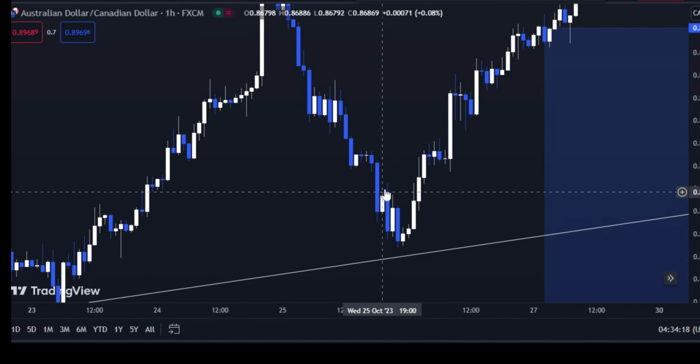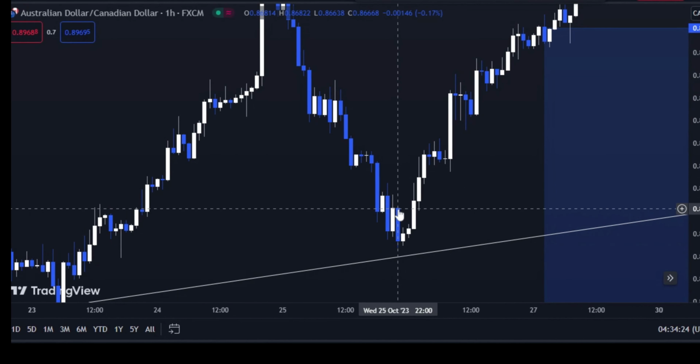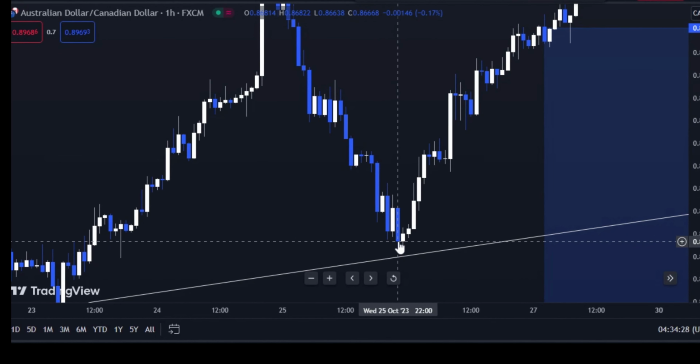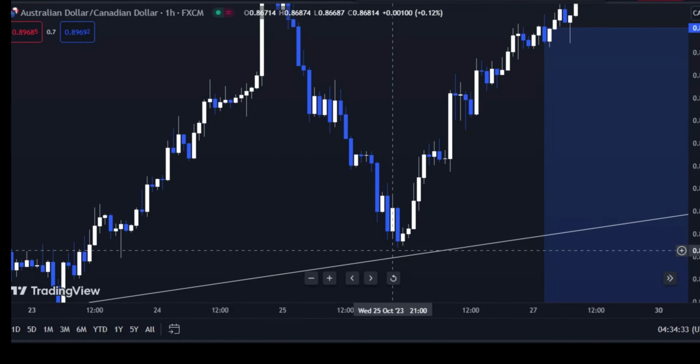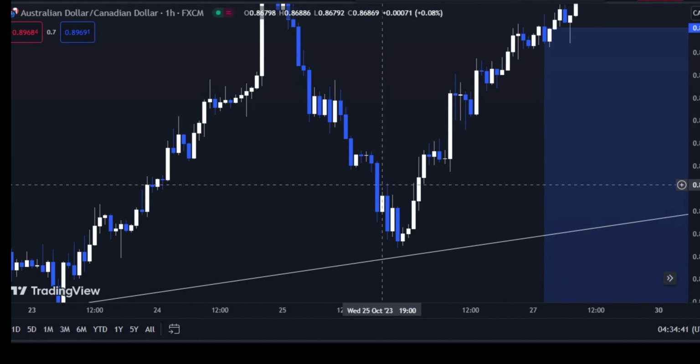So in this case, we never had a violation of this high. Then we had another candle which took out the low of this. So this is the point where we'll be looking for our valid pullback. At this point, no candle took out the high of this. These candles here took out the high of these candles, but price never took out the low. So this is not a valid pullback here.